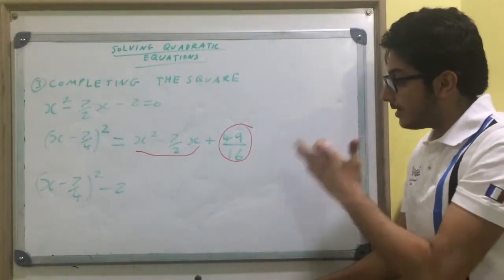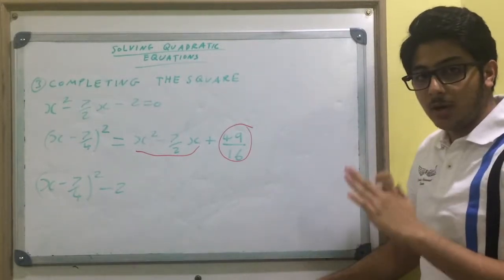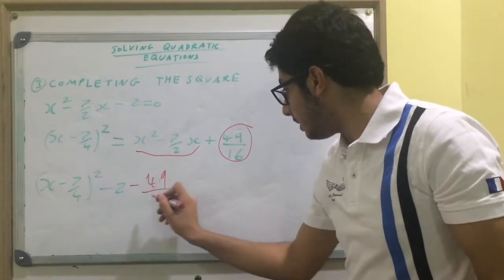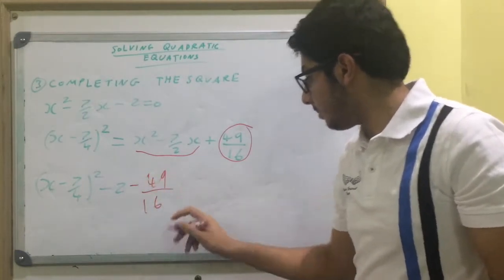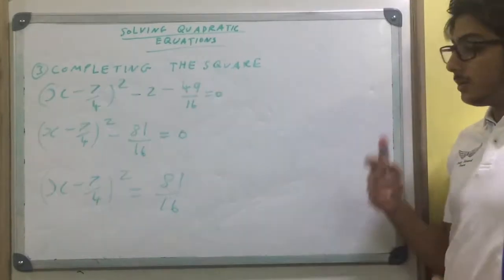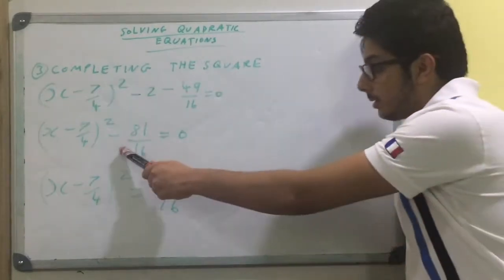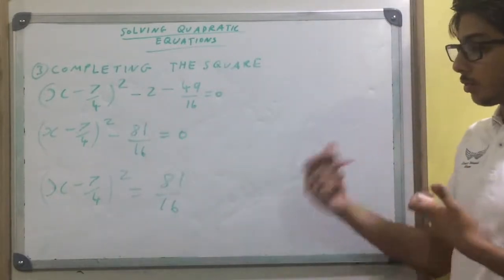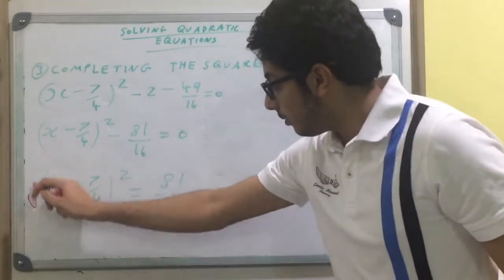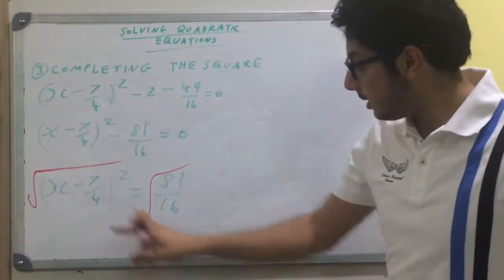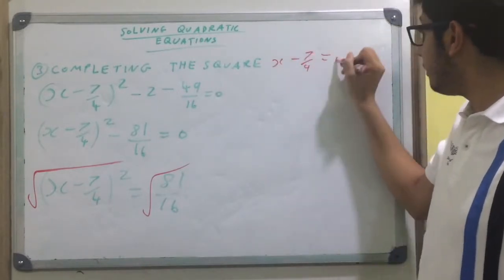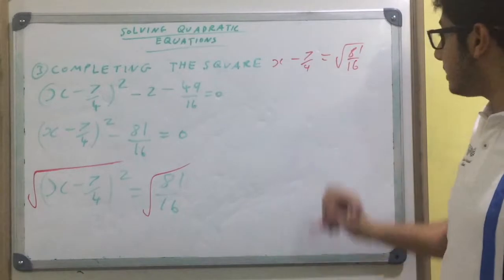So what you have to do is get rid of that extra value. How do we do that? You just take it away. As simple as that. Okay? Then you just simplify it, and then you solve it like a normal equation. So move that to this side, and then you square root both sides to give you x minus 7 over 4 is equal to the square root of 81 over 16.